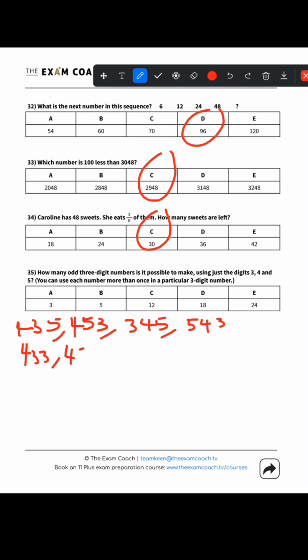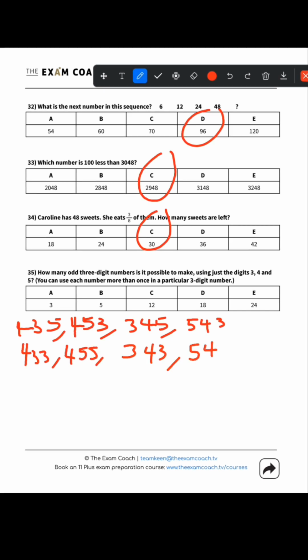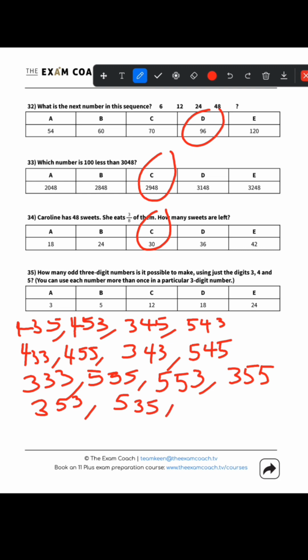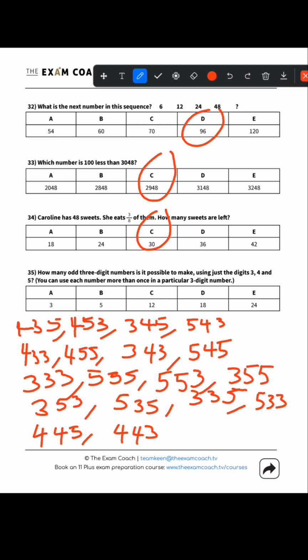4, 3, 3. 4, 5, 5. Again, 3, 4, 5. You can have 3, 3, 5 and 5, 5, 5, because you can use a number more than once. 5, 5, 3. 3, 5, 3. 3, 3, 5. And 5, 3, 3. 4, 4, 5. Yes, there's that. 4, 5, 3. There's that also. I think that's all the possible outcomes. So 18 possible answers, which the answer will be D.